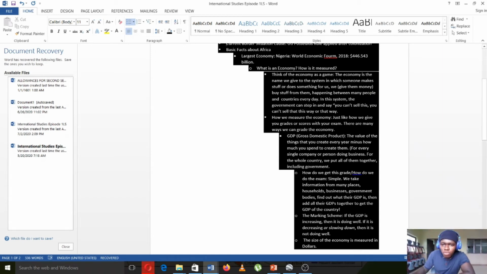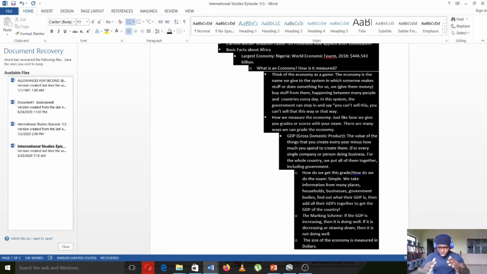So we measure the economy the same way we give grades or scores with your exam. There are various ways to grade the economy. As gross domestic product, okay? The value of the things you create every year minus how much you spend to create them. So every single company, everybody, so the lady who is making Sobolo, okay? How much Sobolo is she making? In cedi terms, if she's to sell that Sobolo, how much will she make? Minus how much she spent to make the Sobolo.